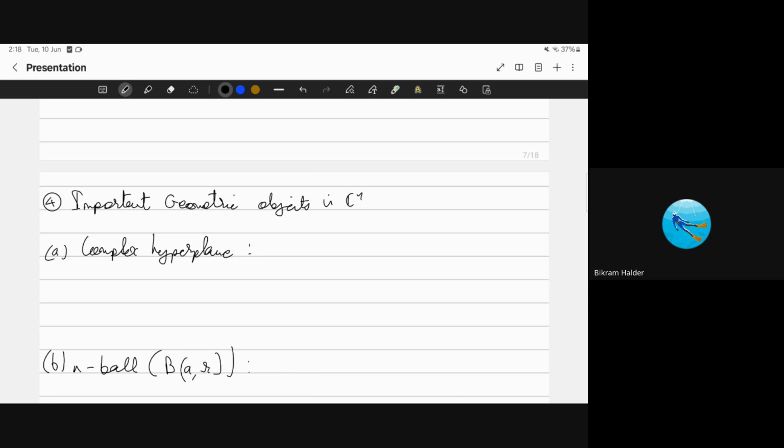So the first thing is the complex hyperplane. Given a non-zero vector w in Cn and some b in Cn, the complex hyperplane defined by b and w is given by all z in Cn such that the summation of ci times (zi minus bi), i equal to 1 to n, is equal to 0. This is the usual way in which we define a plane, but now it is complex. So ci is a complex number, zi minus bi is also a complex number.